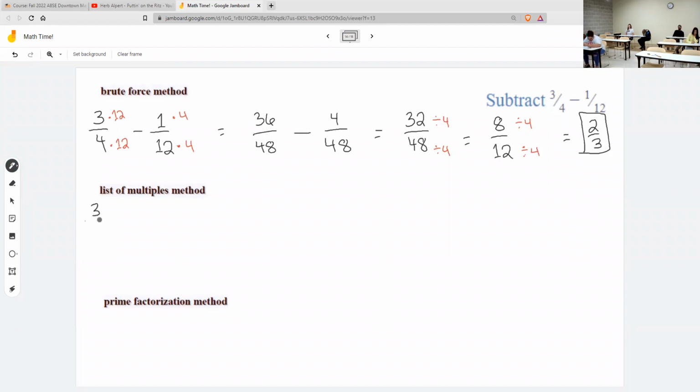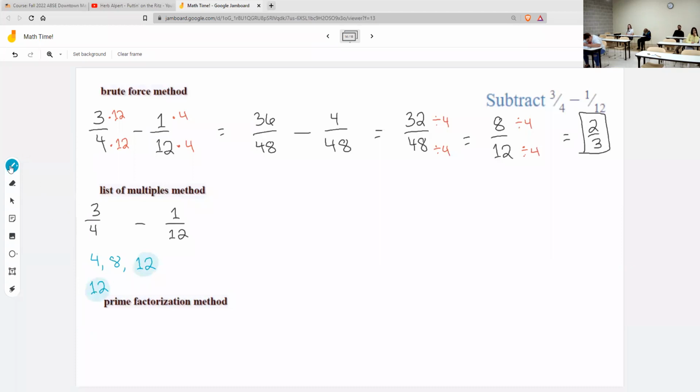Okay, list of multiples method. I still have 3/4 minus 1/12. I still left my space here to put in something. Let's start writing my list of multiples. So multiples of 4: 4, 8, 12. Oh, I can see what's going to happen, right? In the list of multiples of 12, I already have one that's in common. So yay, there we go.